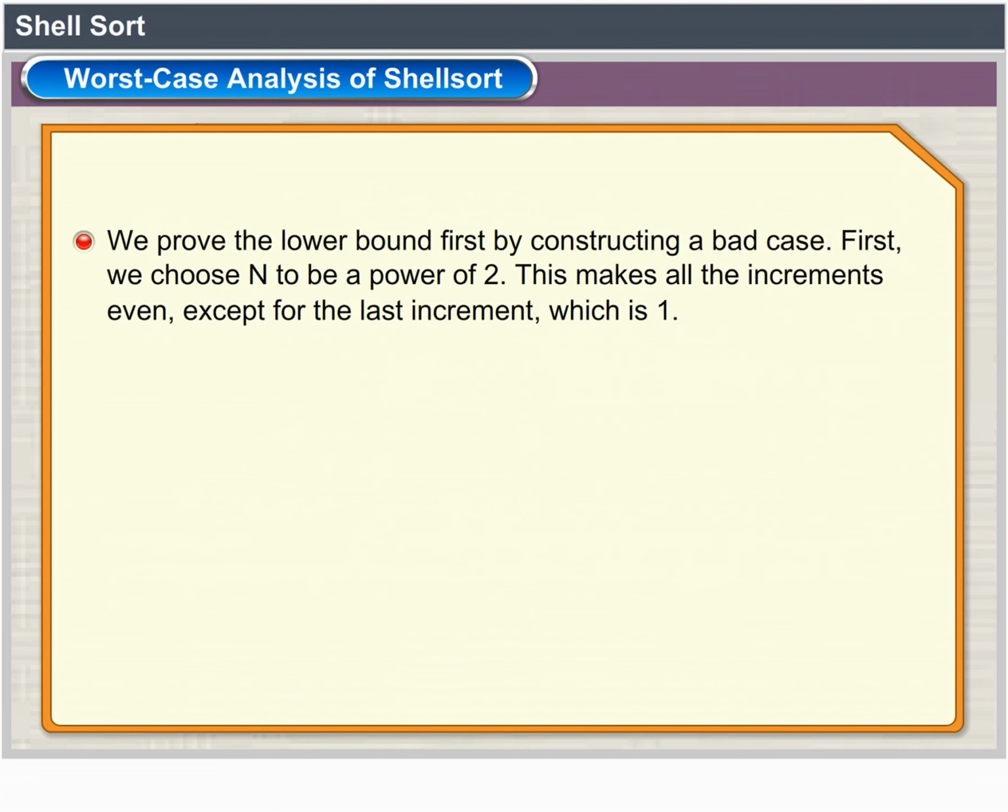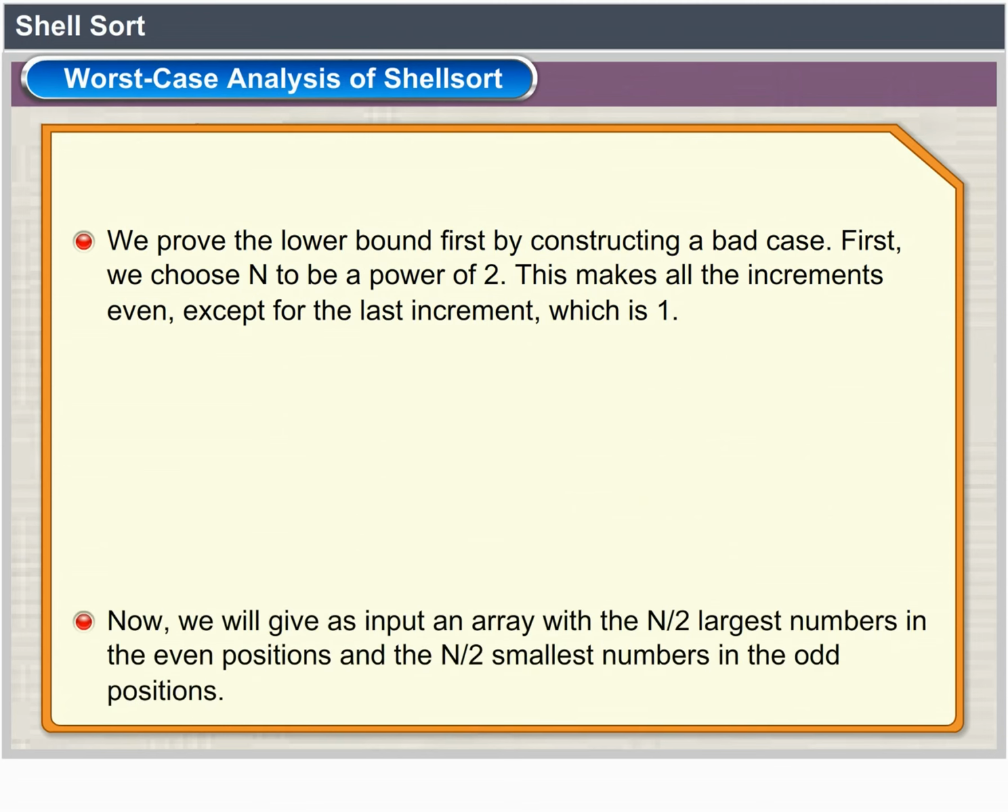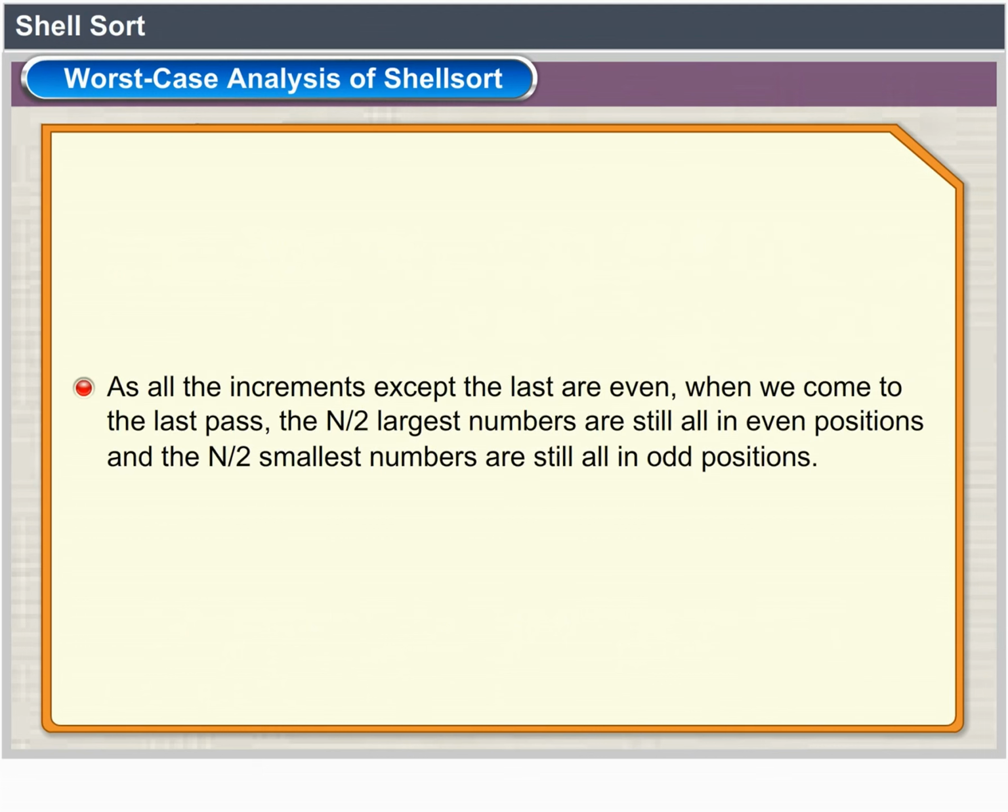First, we choose n to be a power of 2. This makes all the increments even, except for the last increment, which is 1. Now, we will give as input an array with the n by 2 largest numbers in the even positions and the n by 2 smallest numbers in the odd positions. As all the increments except the last are even, when we come to the last pass, the n by 2 largest numbers are still all in even positions and the n by 2 smallest numbers are still all in odd positions.